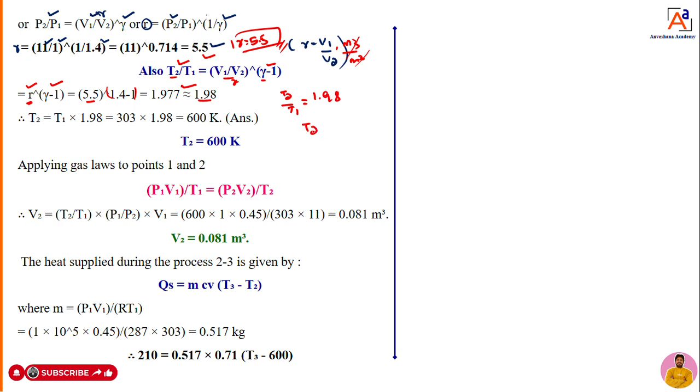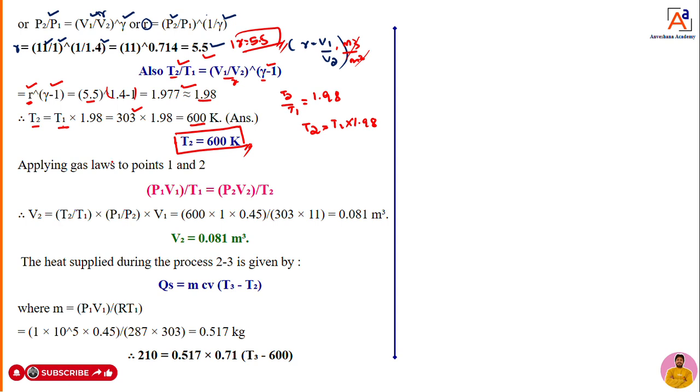If I want to calculate T2, I will take T1 to this side. So T2 is equal to T1 into 1.98. But what is the value of T1? T1 is given in the problem itself, that is 30 degrees Celsius, nothing but 303 Kelvin, multiplied with 1.98. Then you are going to get 600 Kelvin. So T2 is equal to 600 Kelvin.